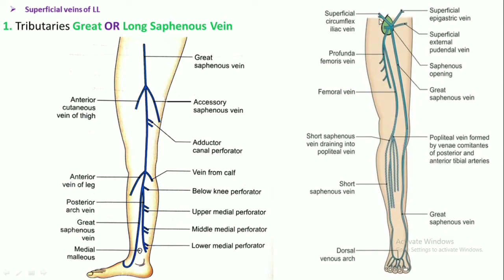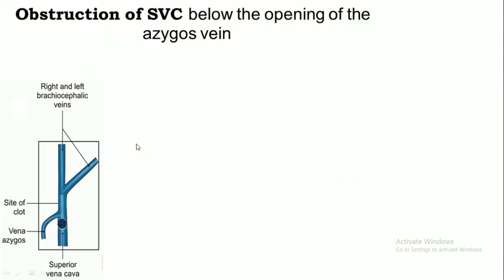And before piercing the cribriform fascia, it receives the superficial external pudendal vein, superficial epigastric vein and superficial circumflex vein. So these are all the tributaries. You can draw this figure in your exam.